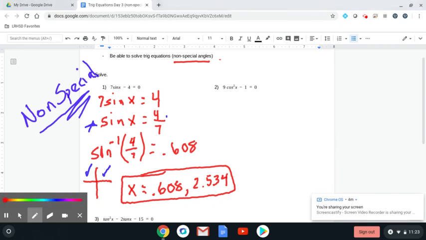All right, so on number 2, you have something similar, but you have 9 times cosine squared x minus 1 is equal to 0. So the same thing is going to happen like we did on number 1. You want to try to get this cosine x by itself on that left side before you go through and use your calculator. So in this case, I'm going to add 1 to both sides. And then divide by 9.